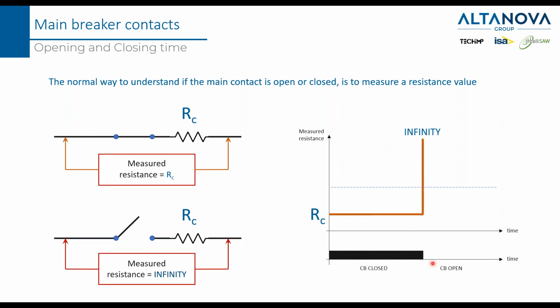And if we plot this over time, we can see that when the resistance is not infinity, we can say that the CB is closed, and when it becomes infinity, then the CB is open.